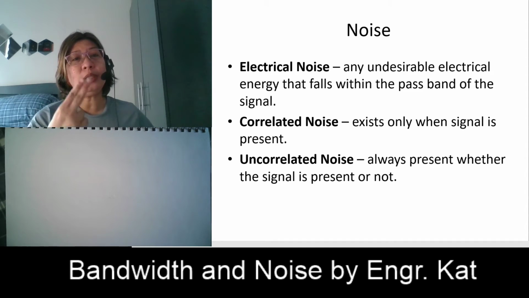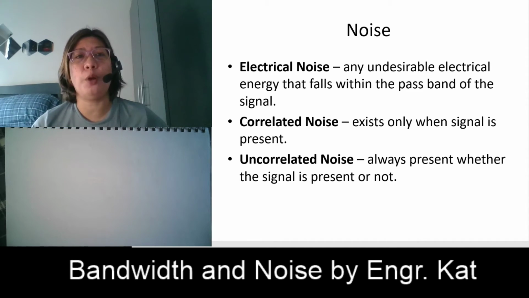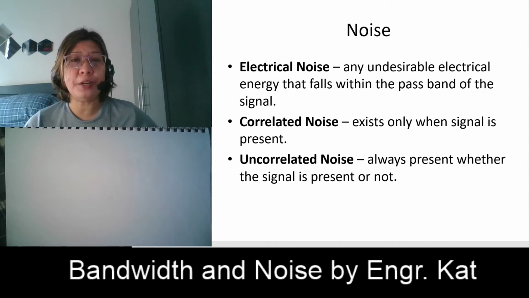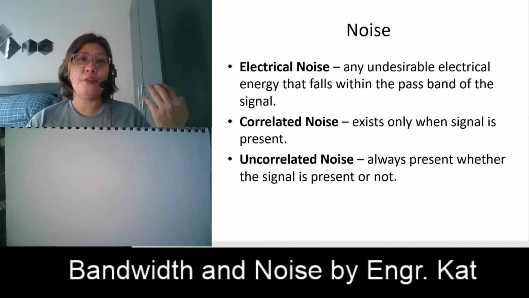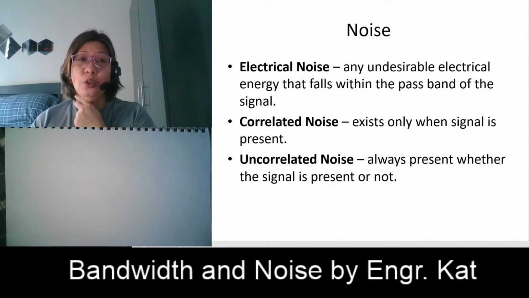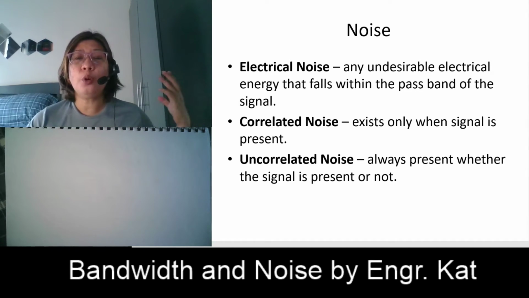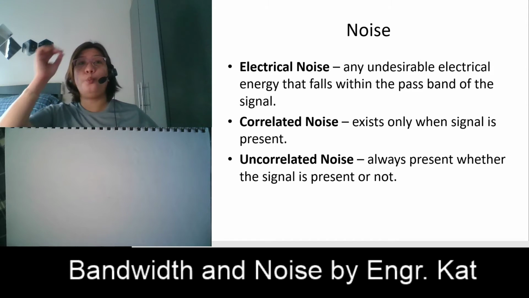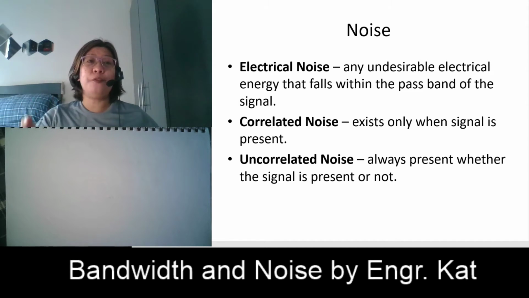There are two types of noise: correlated and uncorrelated noise. What's the difference? Correlated noise exists only when a signal is present. Without your information, you have no correlated noise. Uncorrelated noise, on the other hand, is always present whether you have a signal or not.